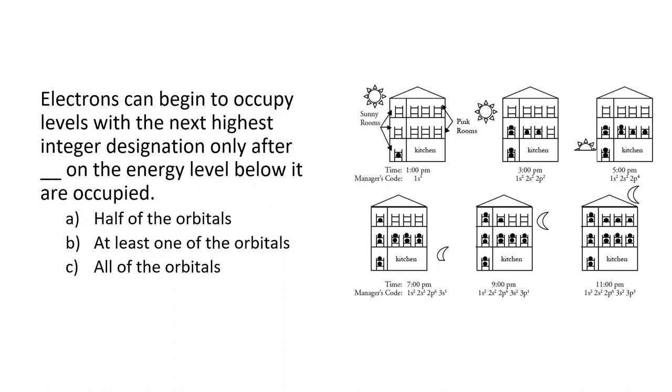Electrons can begin to occupy levels of the next highest integer designation only after blank on the energy level below are occupied. So this question is asking, for us to go up to the next level, how do we need to be filled up? That means essentially how many orbitals need to be filled up. So to go from the second to the third floor, you need to have all of the orbitals in it occupied.